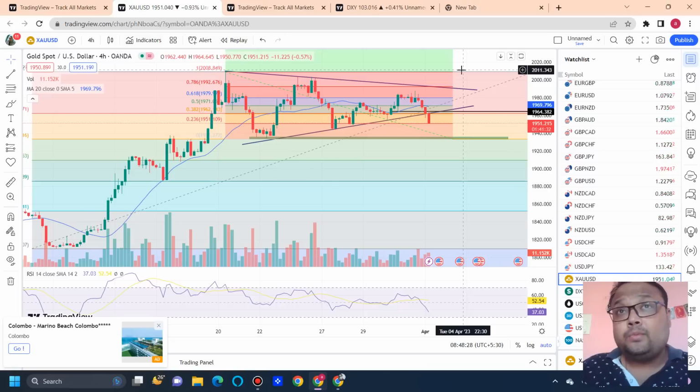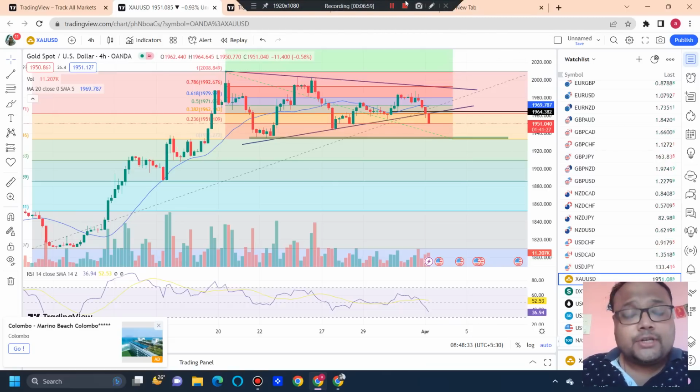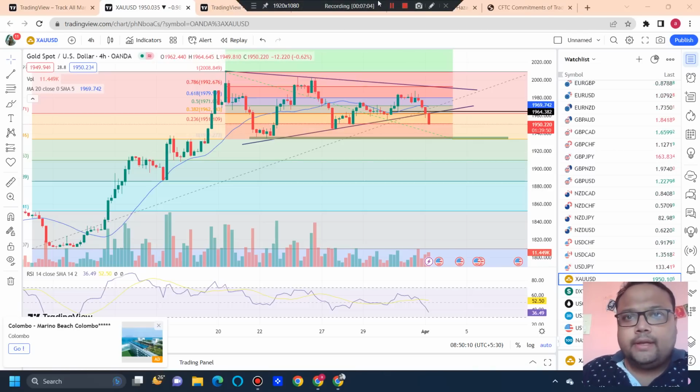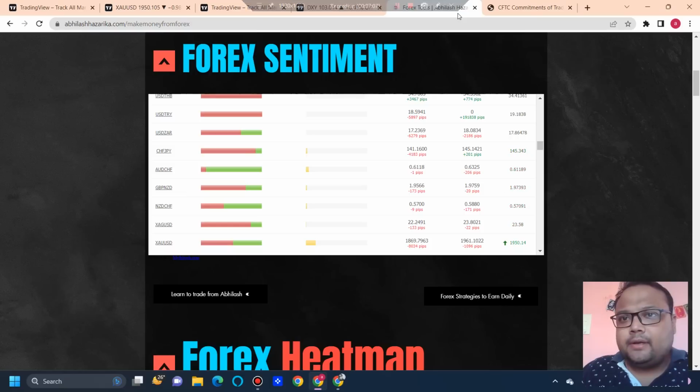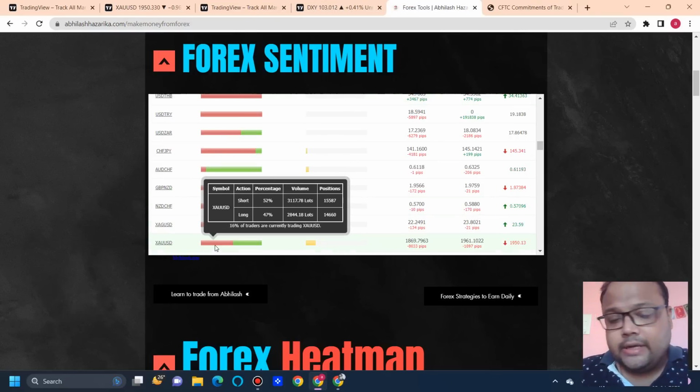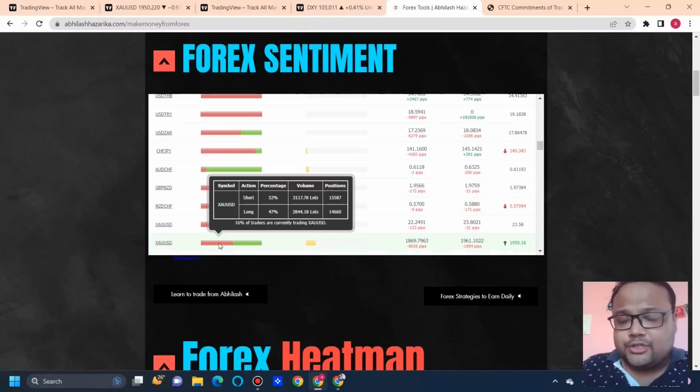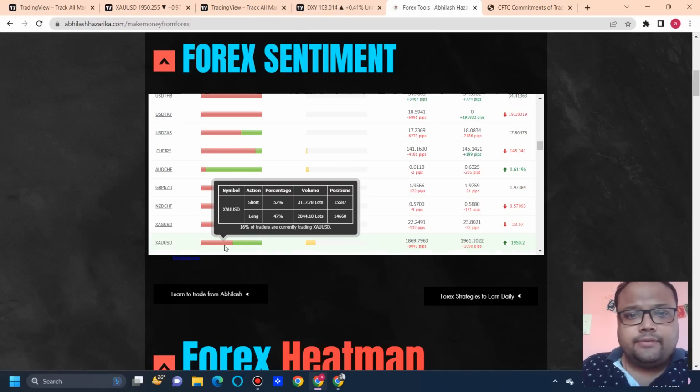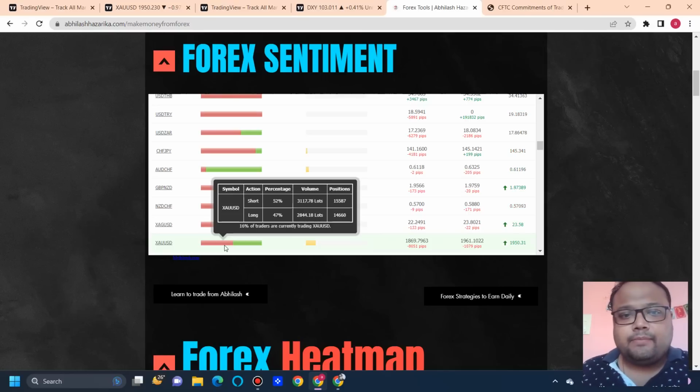If possible, I'll try to post an update by the US session so that we can understand in which direction we should be placing our trades next. Friends, if you look at the sentiment meter, we can see that the retail traders are not having a clear direction regarding gold right now. You can see 52% are on the sell side and 47% are on the buy side. So retail traders are also confused regarding the next direction of gold.